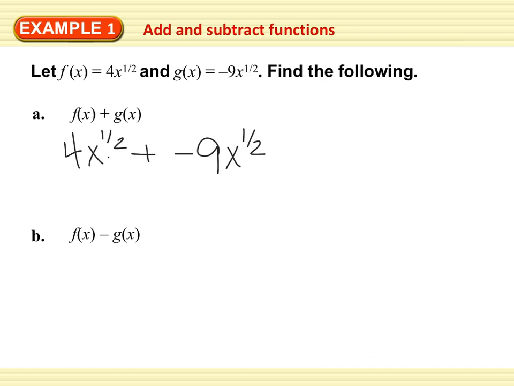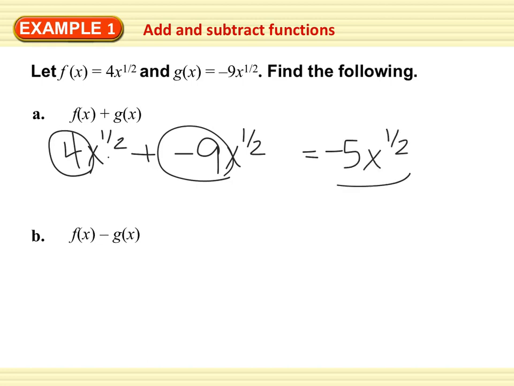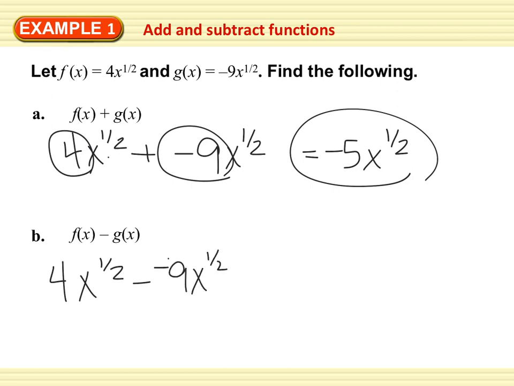Okay, collect like terms here. I've got a positive 4 and a negative 9. So negative 5x to the half is your answer. It really is that simple. F of x minus g of x, 4x to the half, minus a negative 9x to the half, is 13x to the half.